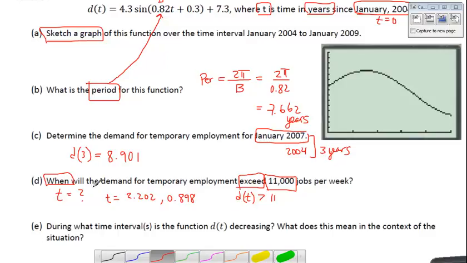So this doesn't ask for an interval. Now that I read this again, when will the demand just exceed? So I'm just looking for when it first exceeds it. So that would be this one. That's the first time it exceeds.